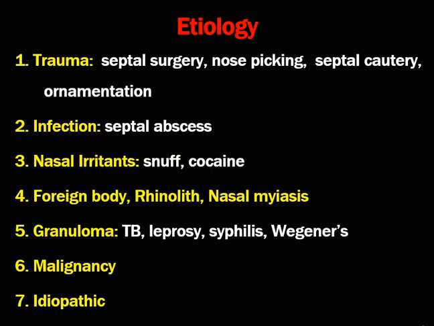Etiology of septal perforation is trauma like septal surgery, nose picking, septal cautery, or ornamentation. Infections like septal abscess also might lead to perforation of the nasal septum. Irritants like snuff and cocaine are common in Western countries. Foreign body, rhinolith, nasal myiasis all might lead to perforation of the septum when they are long-standing. Granulomatous conditions like tuberculosis, leprosy, syphilis, Wegener's granuloma, malignant lesions, and idiopathic conditions might also cause it.